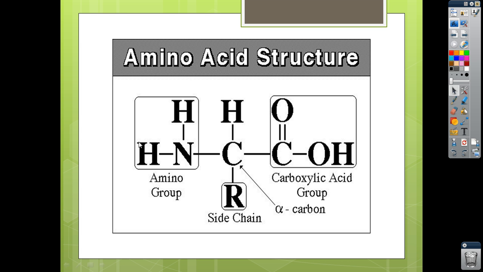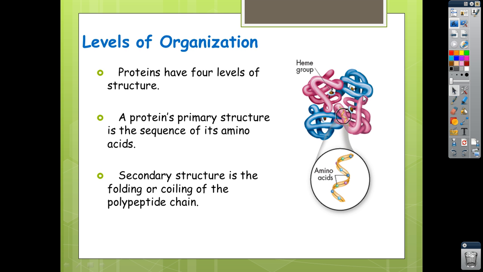This is basically a picture here to give you the structure of an amino acid. I just gave you this picture so you could see it larger, but it's the same thing that we were just previously talking about. Now let's talk about the levels of organization. We did this in class, the 4 levels of organization in an amino acid. Sorry, in a protein.